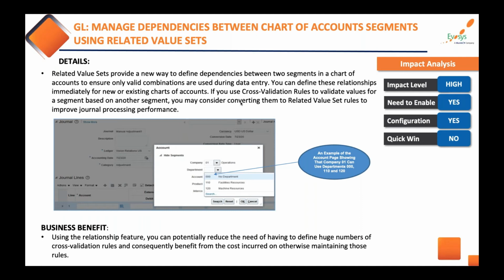Many times users make mistakes by selecting a wrong combination, and later on you have to do adjustments at the GL. But with this feature coming in, by setting up the related value sets, this is going to be quite impactful on the business. Our impact analysis says that it is a high impact because regression testing is required, and a bit of requirement gathering is required. You have to enable it and configure it, but it's not a quick win. But from a business impact point of view, it is high.